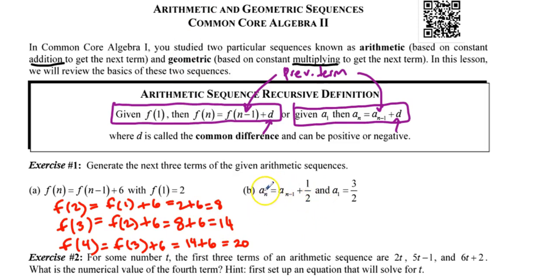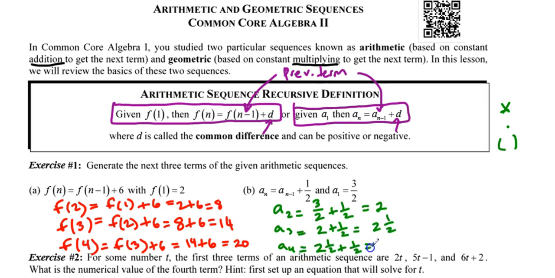Part B uses subscript notation. We want you to be fluent in both notations. Just like for multiplication, there's a star, and there's also a dot, and there's parentheses, lots of ways to communicate multiplication. Similarly, there's multiple ways to define a sequence. If I want to find the second term, third term, and fourth term, I'm just going to follow this definition. This one says add on half to the previous term.